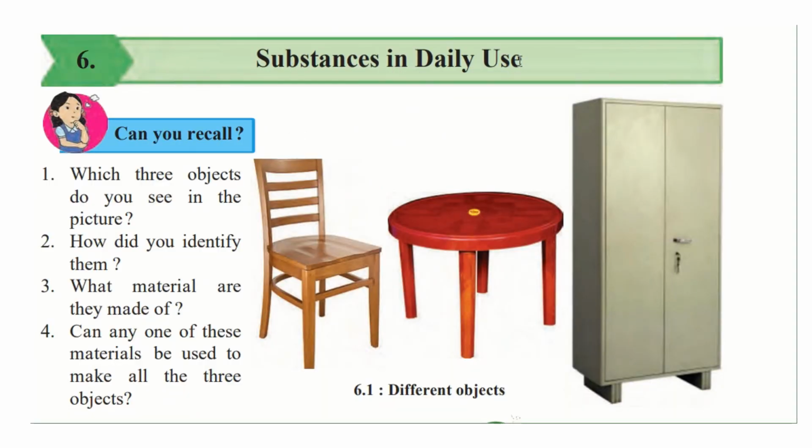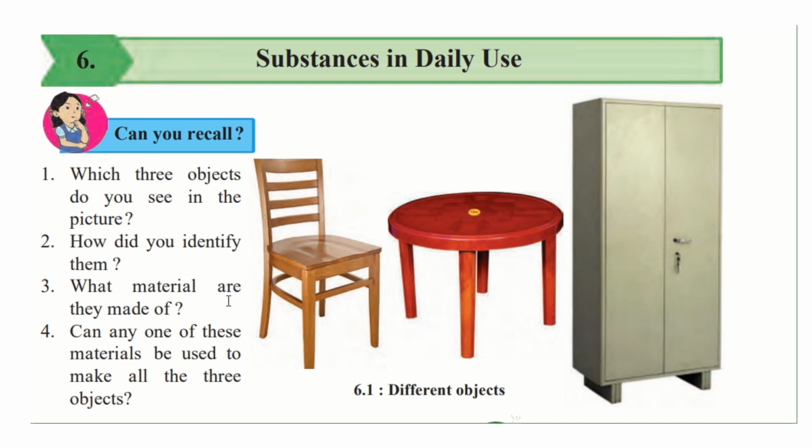Substances in daily use. Can you recall which three objects you see in the picture? So here we have a chair, a table, and a cupboard. All these three furnitures are very common in our homes. How did you identify them? We were able to identify them because we have learnt about them. We have them in our homes, and we use them every day.